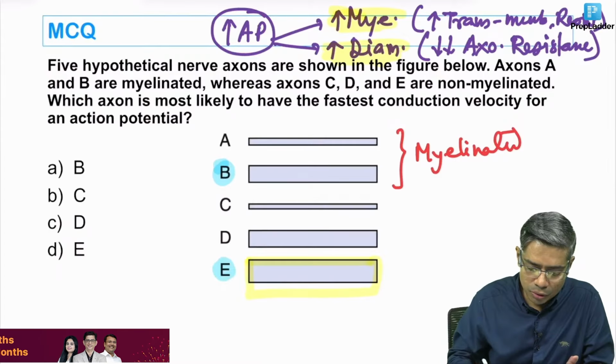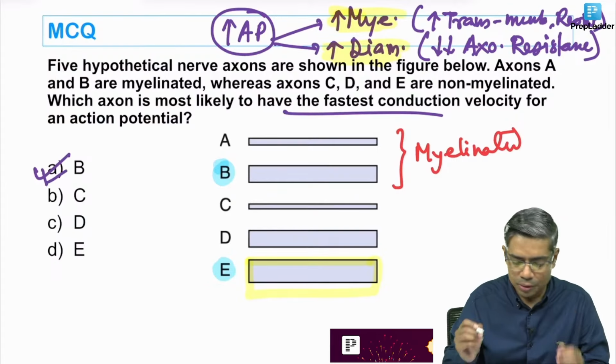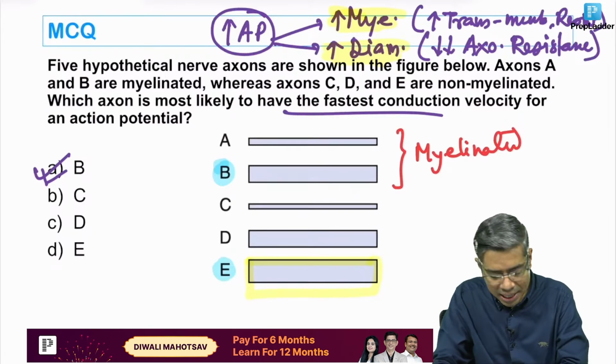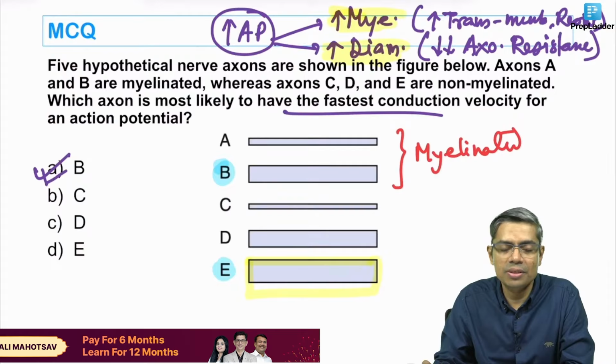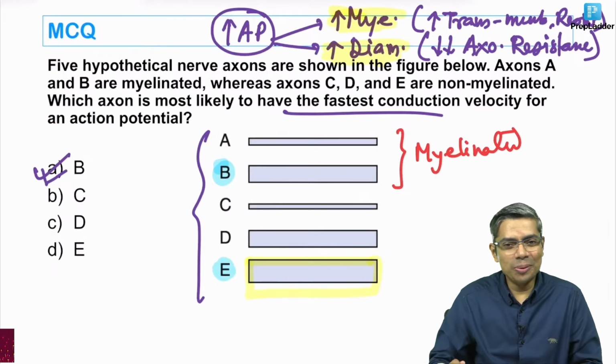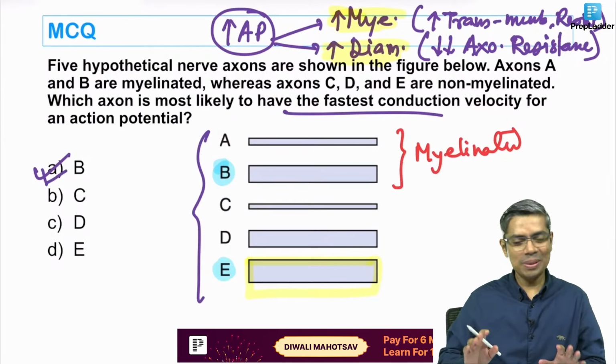So answer of this question is the fastest conduction velocity. So this is fiber B, and fiber B is given in option number A. So option A is the answer of this question. The options here start from B, so that's why there is a confusion. This can also happen to you, so be careful during answering.